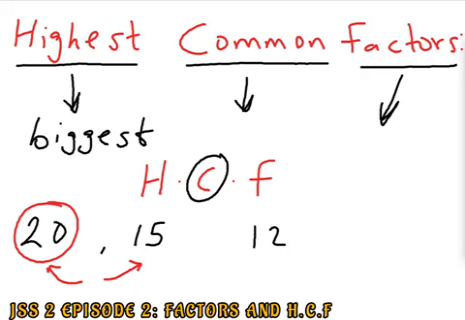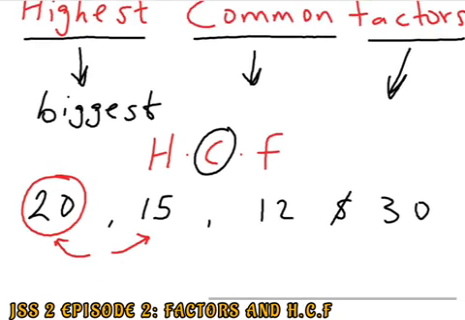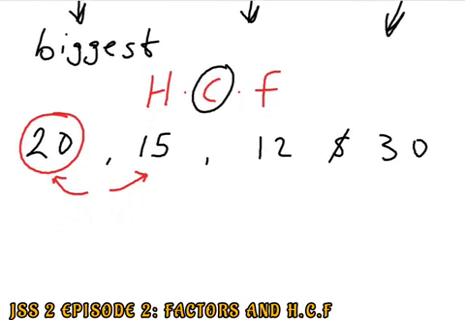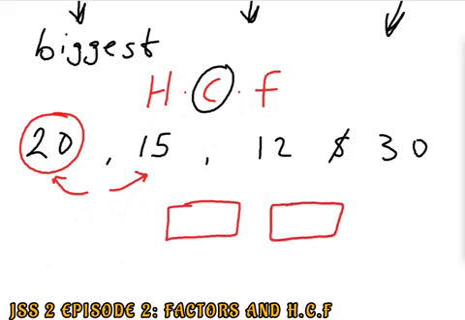It can also be 2, 12, and 30. And you'll be asked to find the highest common factor of these numbers. Mind you, your answer will only give you 1. When you are finding the highest common factor of numbers, your answer is going to be what? One single number or one single term.